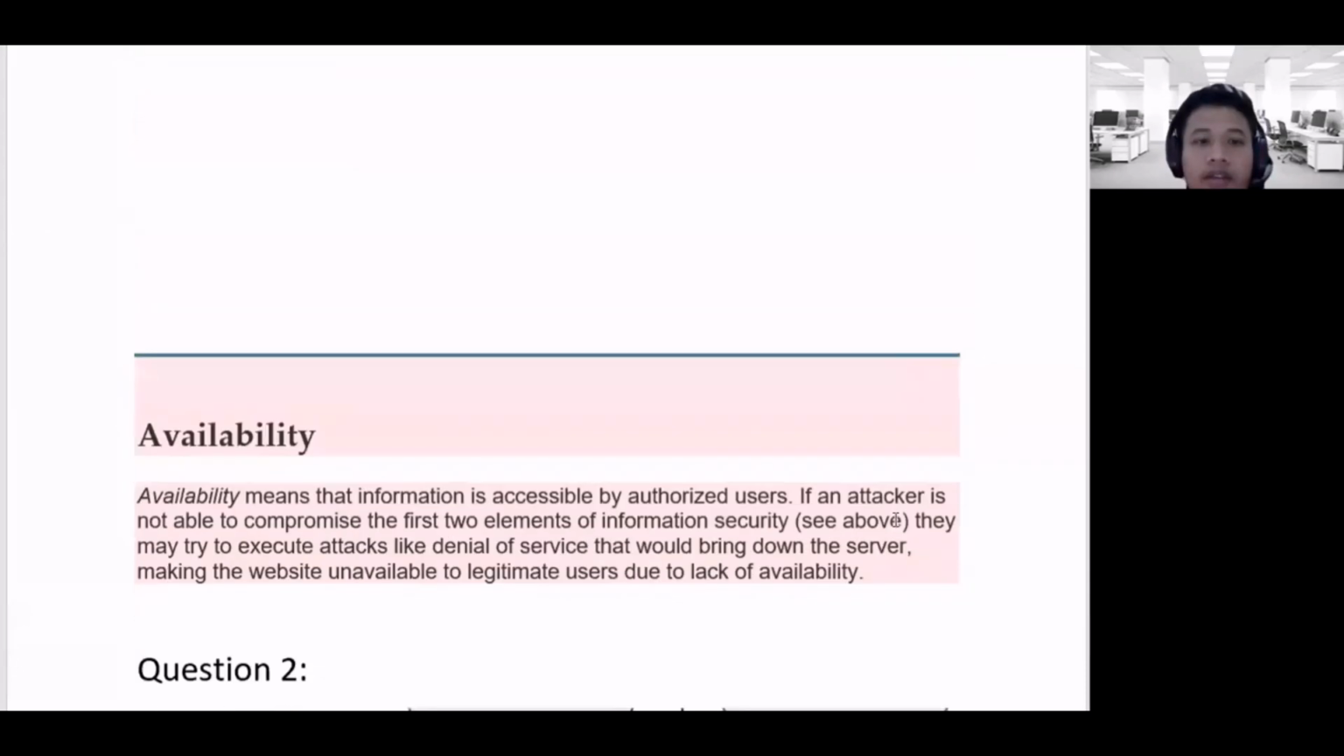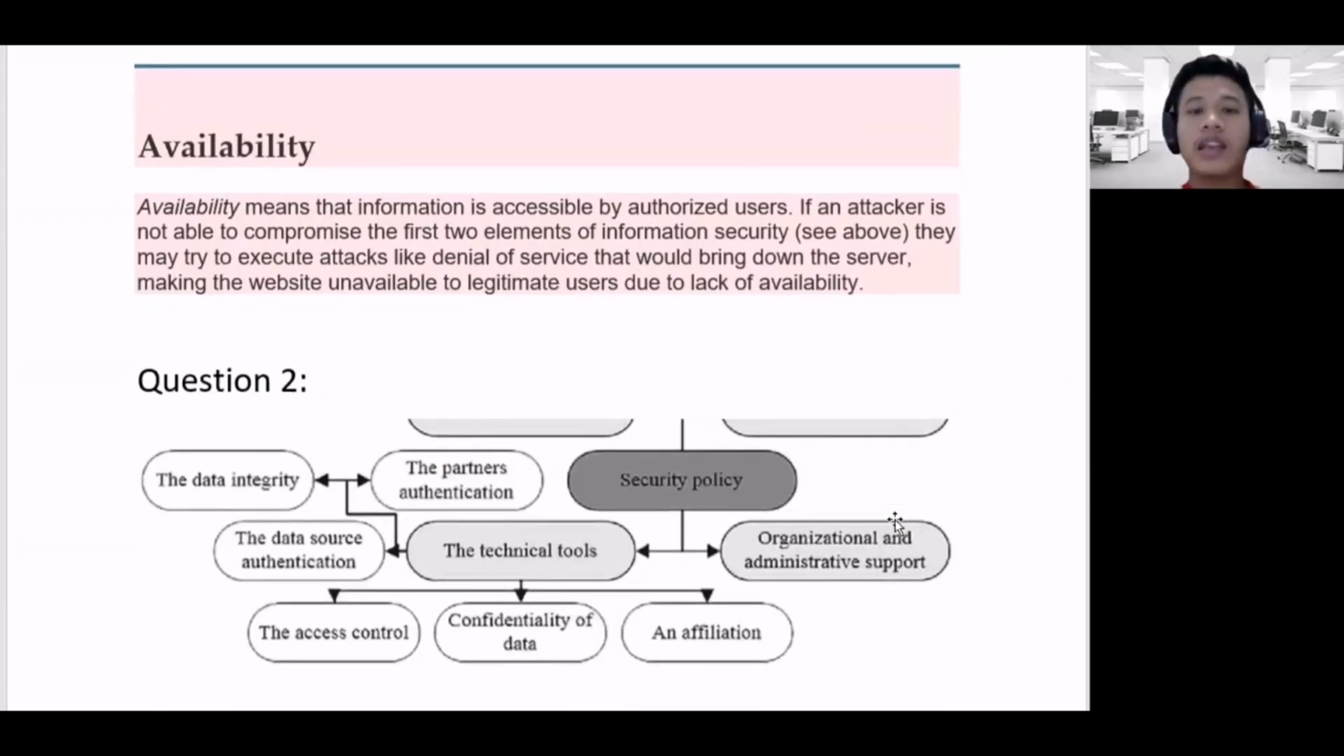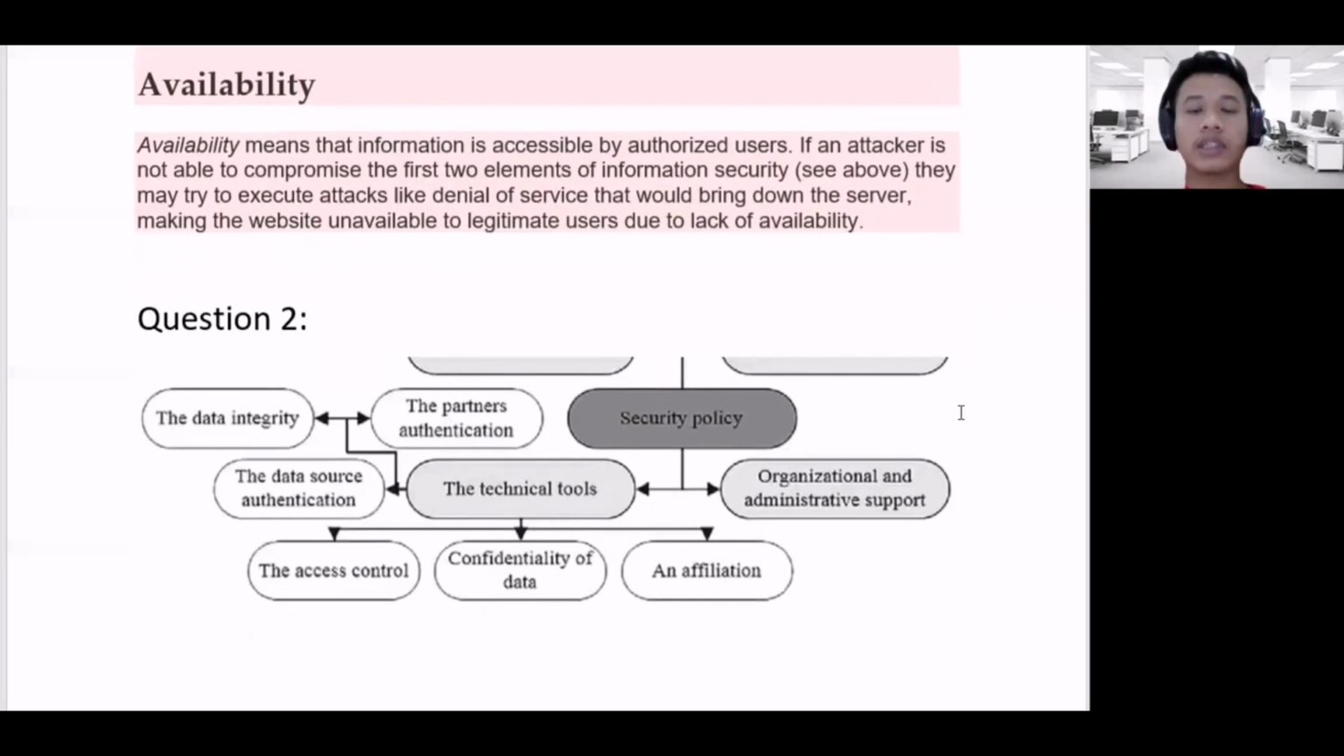Number three is availability. Availability means that information is accessible by the authorized user only. If an attacker is not able to compromise the first two elements of information security, they may try to execute attacks like denial of service that will bring down the server, so you cannot open the server. So availability is one of the important goals in network security.